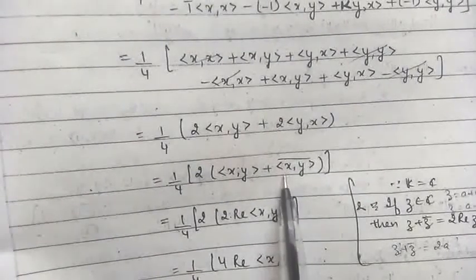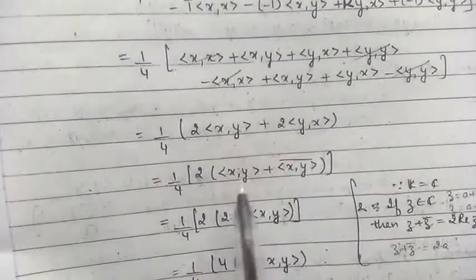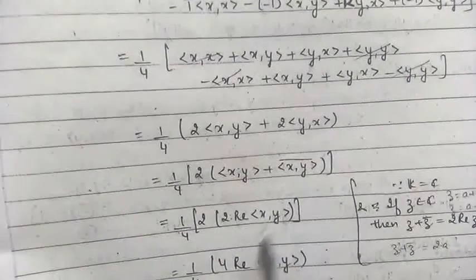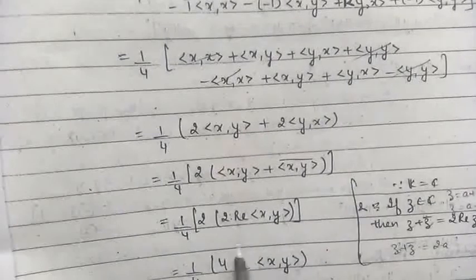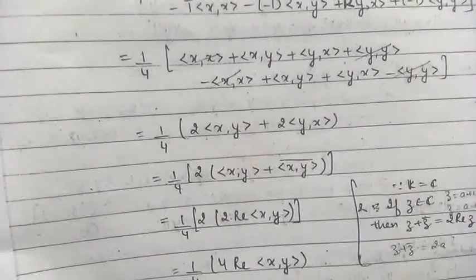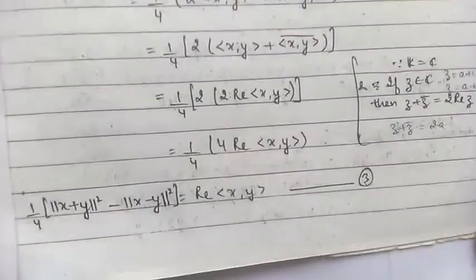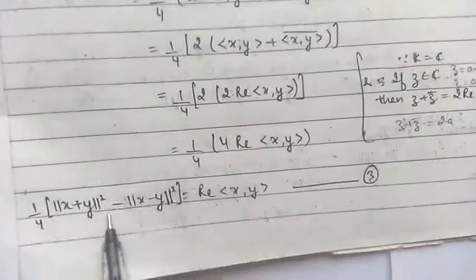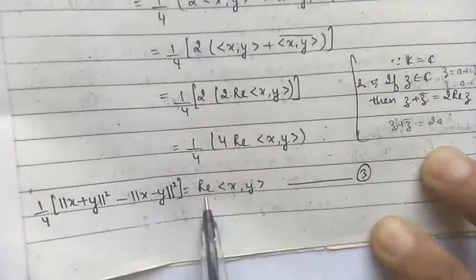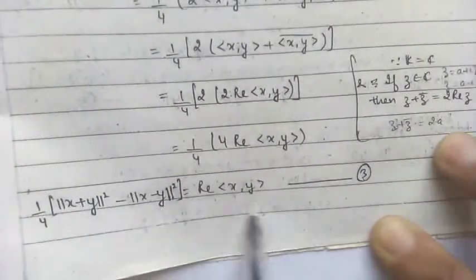Now in the field of complex numbers we have z plus z conjugate is equal to 2 times the real part of z. So this will become 4 times, and that will be cancelled with 4. So we have obtained 1 by 4 times the norm of x plus y squared minus the norm of x minus y squared is equal to the real part of inner product of x with y.